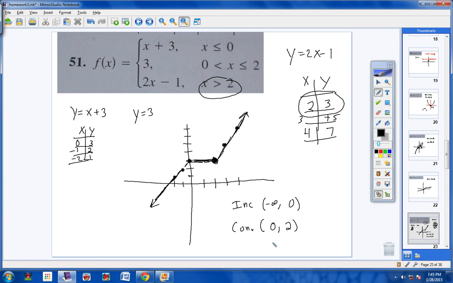Remember, you always use parentheses when you're dealing with increasing, decreasing, or constant. And then it's increasing again, so we'll put it up here. From here, which is equal to what number on the x-axis? 2, all the way going up. So it's increasing (2, infinity). Alright, let's take a look at number 51 and make sure that's correct. And yes, that is correct, okay?